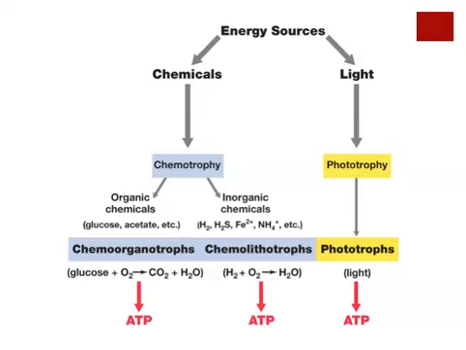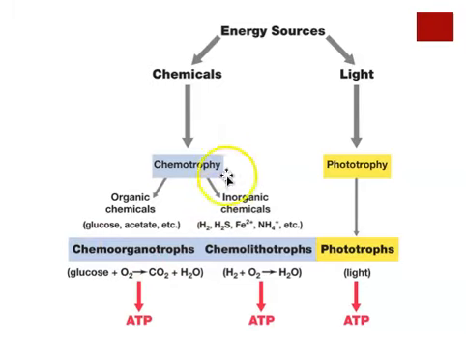The process of getting energy out of a chemical is called chemotrophy. Now, if you're in the other category and you're an organism that's capable of getting energy from sunlight, you are a phototroph. And the process that you're using is called phototrophy.